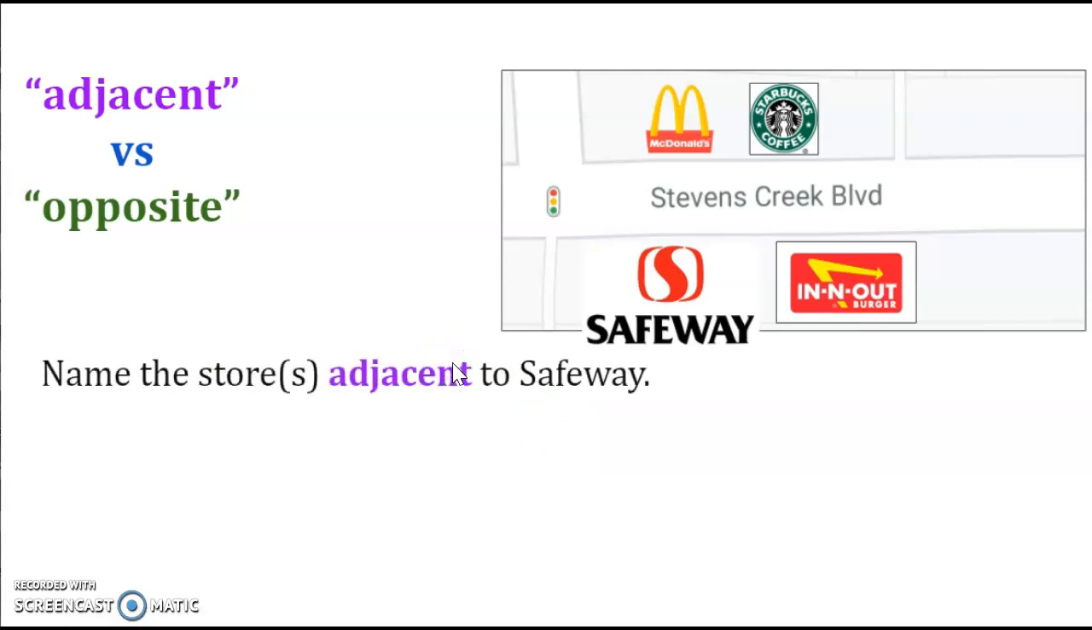So when you hear adjacent, what are you thinking of? So this is a map of different stores. This is made up. Okay, so if I was to ask you, name the store adjacent to Safeway. Okay, I want you to think about what do you think I mean when I say adjacent to Safeway. So think inside, what do you think is the store that is adjacent to Safeway? Hopefully you're telling me it's In-N-Out Burger. So when we say adjacent in English, we're talking about next to.